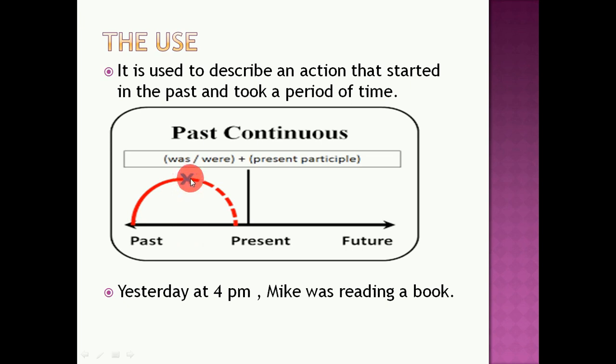So from 4 p.m. to 6 p.m., he took a period of time. He started reading at 3, from 3 to 5 p.m. He was reading a book. So it didn't reach the present. All the actions started in the past, happened in the past, took a period of time in the past, and finished in the past. Okay?